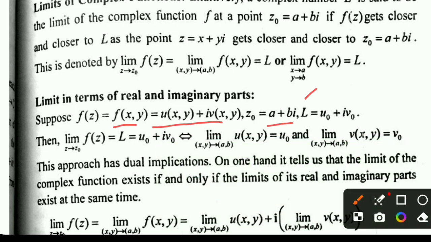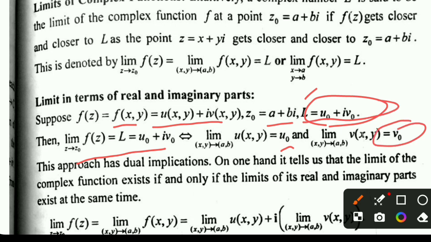Then if we have a point z naught, which is a plus bi, and a limit, some complex number L equal to u naught plus i v naught, then the limit as z goes to z naught of f of z is equal to L. This means that if and only if the real part of our limit tends to u naught and the imaginary part tends to v naught, then L is equal to u naught plus i v naught, which is the limit of our complex function.